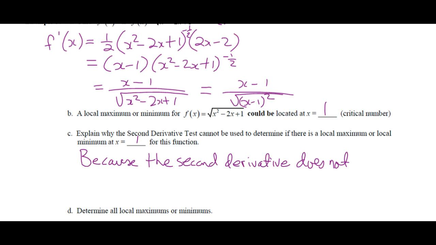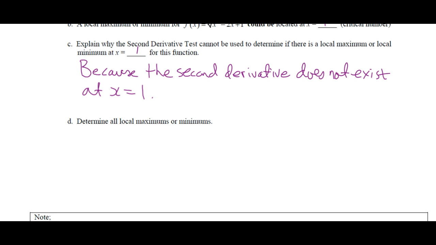And I'm going all out, writing the words. At x equals 1. I always want to say when x equals 1. Any preference for that? At x equals 1? When x equals 1? Insofar as x equals 1. There we go.